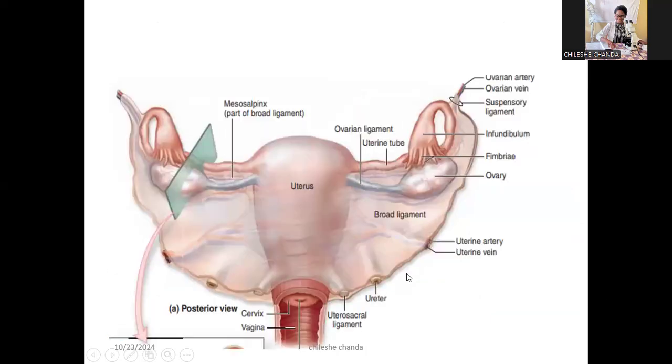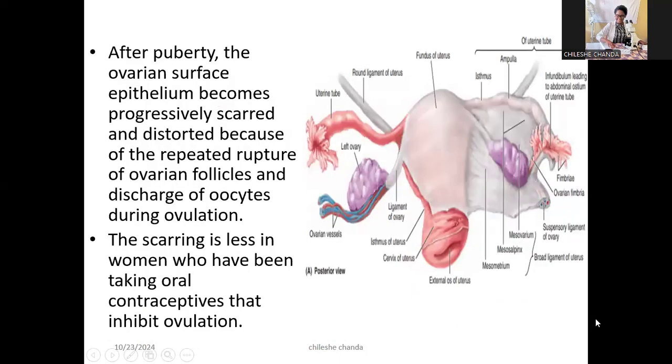So this is just yet another diagram showing us the position of the ovaries. After puberty, the ovarian surface epithelium, meaning the epithelium that covers the ovary, becomes progressively scarred. Now, this is because every month, this human being is going to be undergoing what is known as ovulation. The follicles that will be maturing every month will be breaking out of the ovary.